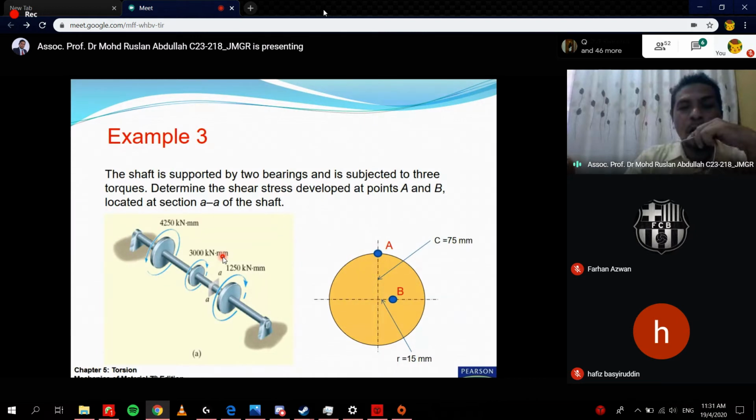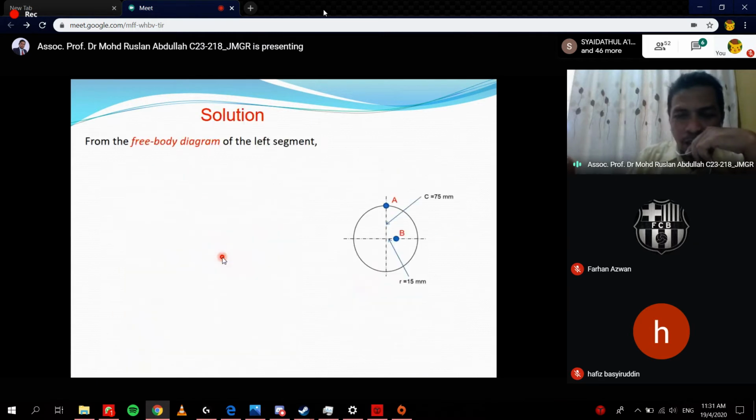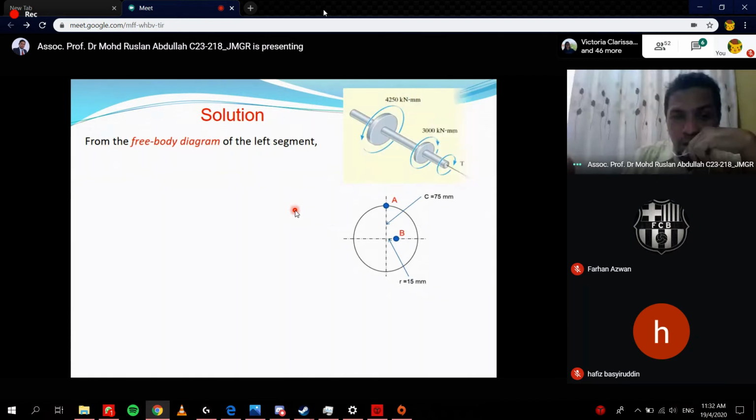So it doesn't matter which part you refer to, when you analyze, the answer is the same. So how to analyze? Of course we have to draw the free body diagram. Let's say in this case we choose the left section. It's like this. This is the torque, and it's clockwise.